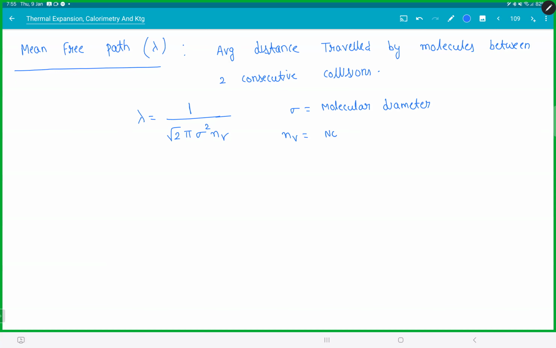NV is nothing but number of molecules by volume. This is called number density. Meaning there have been questions which are direct and straightforward. CET method, directly they ask which of the following is the mean free path. You know the formula, you take it and come.